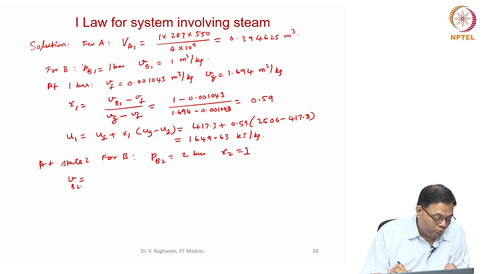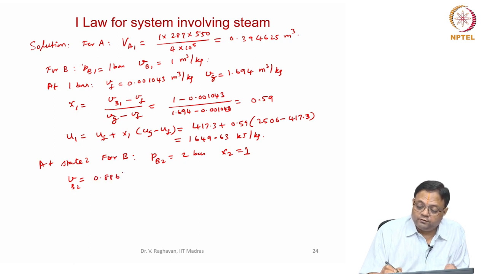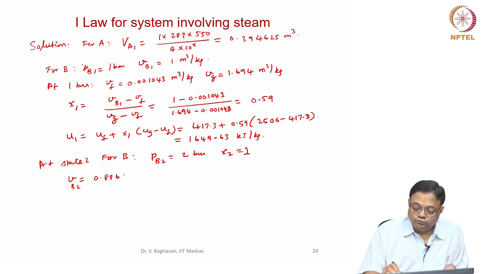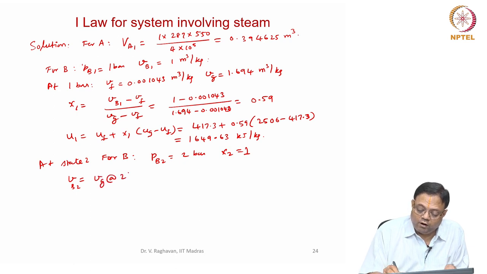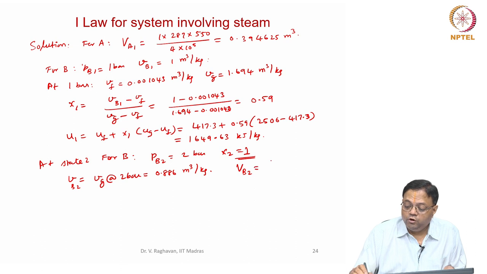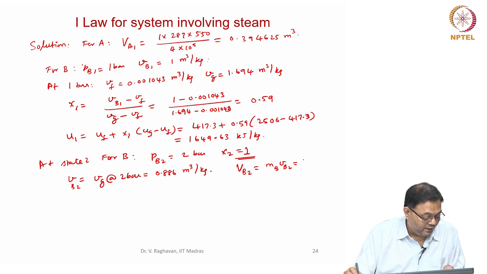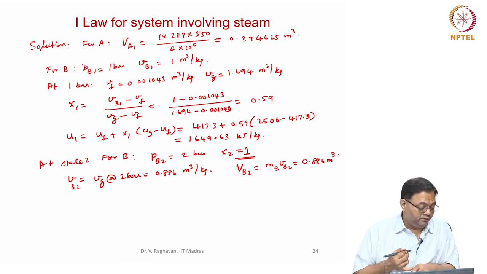VB2 equal to 0.886 for 2 bar. This is actually VG at 2 bar, because X equal to 1. It is 0.886 meter cube per kg, that will be VB2. So what is capital VB2? That will be equal to MB into VB2, it is 1 kg, so again the same, 0.886 meter cube. That is the value.